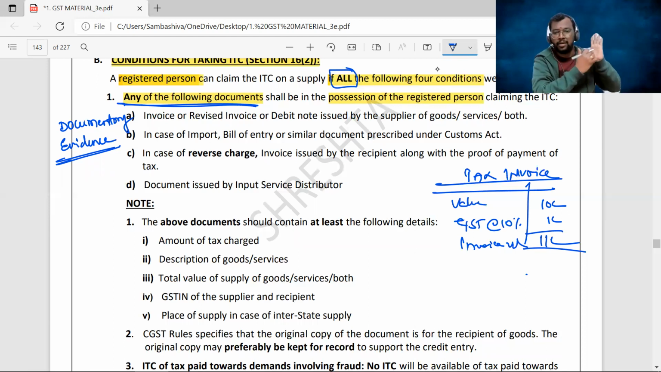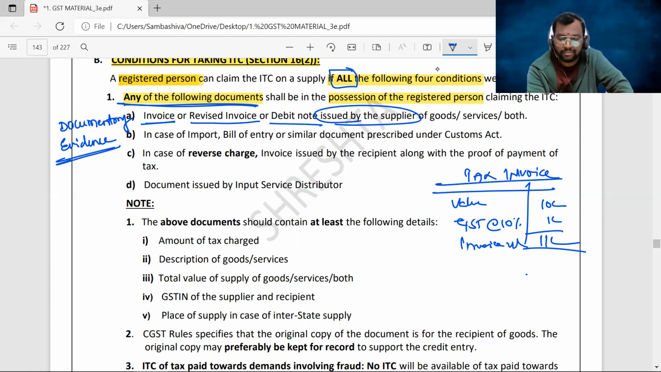So look at the department. You asked for a documentary evidence, no? Look at the tax invoice issued by my supplier, whereby you can find the GST paid, 1 lakh rupees. So now let me claim that 1 lakh as credit. Are you following, sir? So the documentary evidence we have to produce is a tax invoice, or a revised tax invoice, or a debit note issued by the supplier of the goods or services, or both.